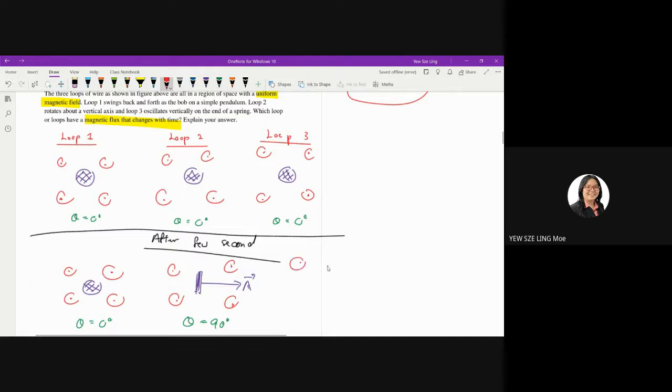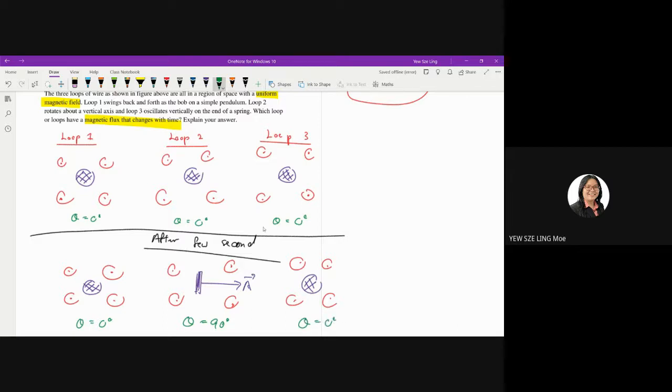Then how about loop 3? In loop 3, your object simply moves up and down without rotating. So what you are seeing is still the same, while the vector A and the vector B are still parallel to each other. So in this case, the angle is still equal to 0 degrees.